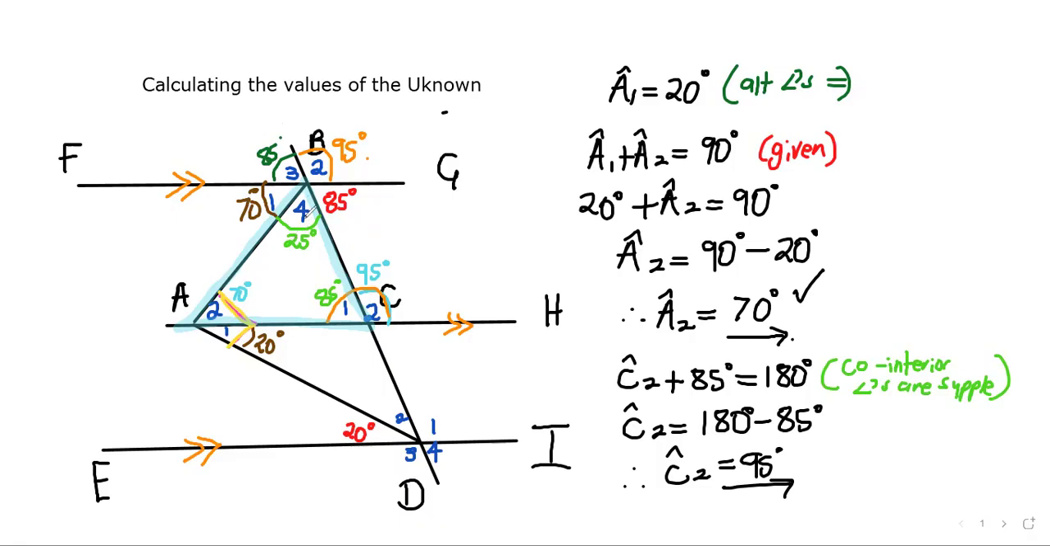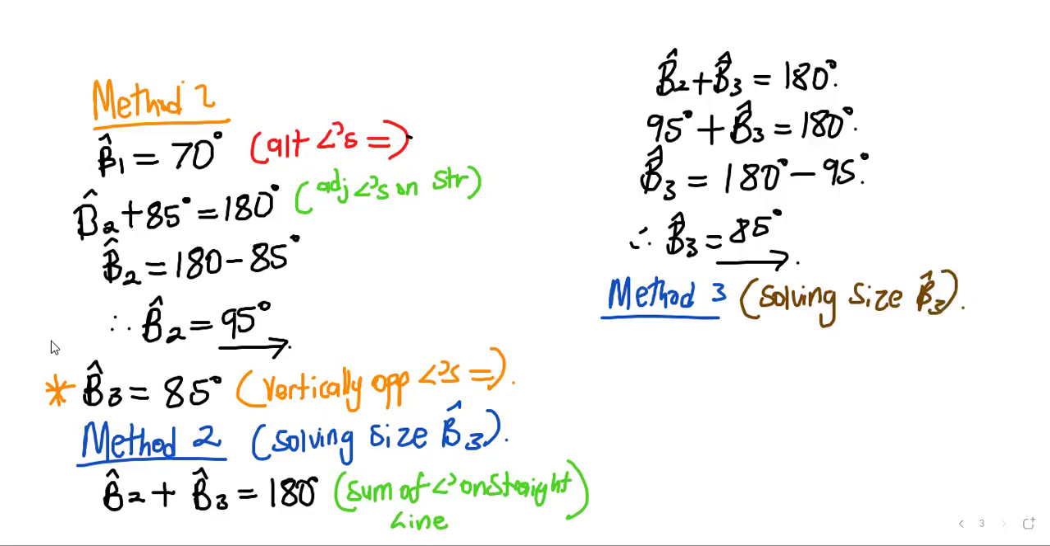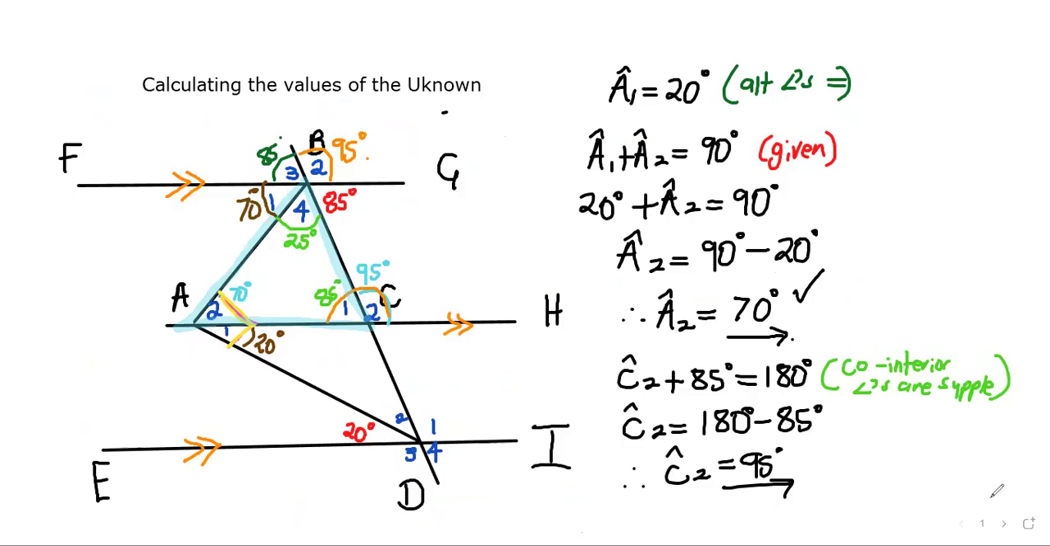Not only that, we can also use method number three, which is angles around a point. So that's method number three of solving the size of angle B3. We know angles around a point add up to 360 degrees. So we'll say B1 plus B2 plus B3 plus B4 plus 85.